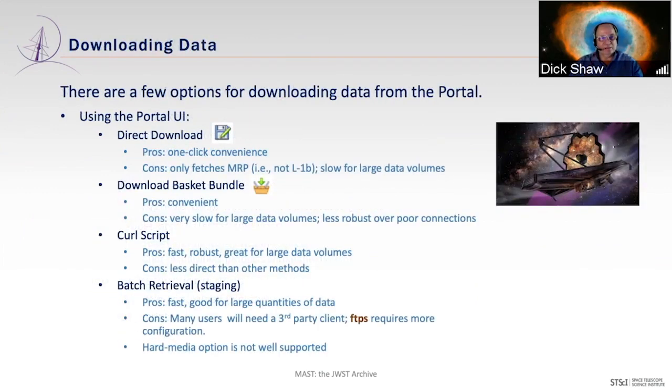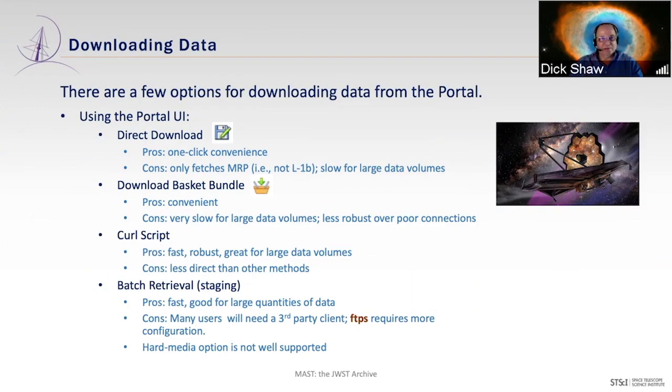When you're downloading data, there are a few options to keep in mind. There's a direct streaming download from the results table. I'll show you that in the demo, but it's very convenient. One click and you've got something coming to you. The cons are that it only selects the minimum recommended products, not the whole set. And if you select a lot of things, it can be very slow for large data volumes. In fact, there's actually a limit of 50 gigabytes or so.